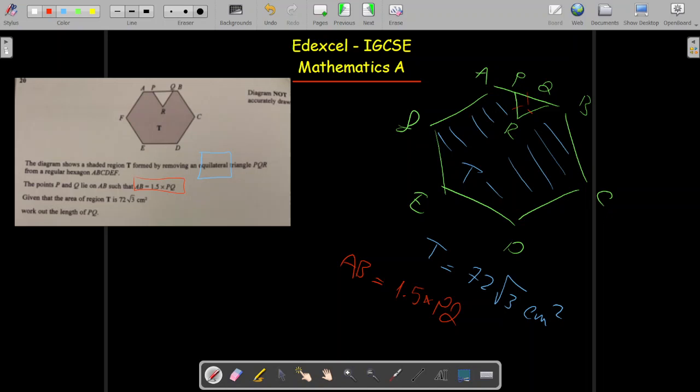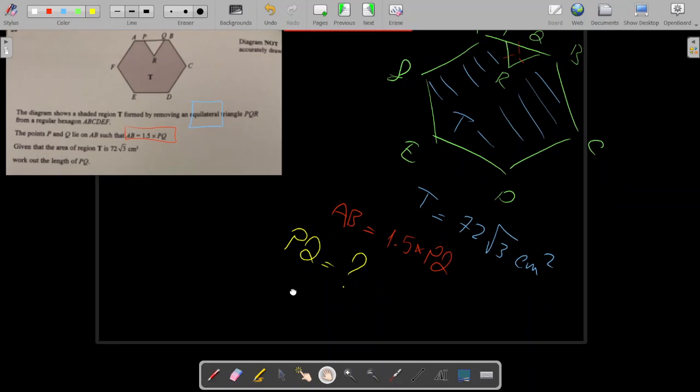Given that the area of the region T is equal to 72 square root 3, he wants you to work out the length of PQ. So he wants to know what PQ is equal to. We're going to walk through this problem step by step, but you need to be familiar with 2 things. Before I solve this problem, I need you to know 2 rules.